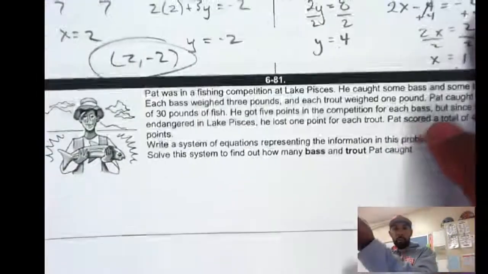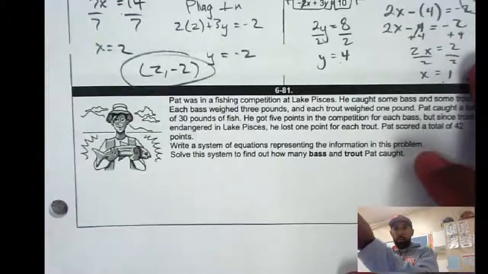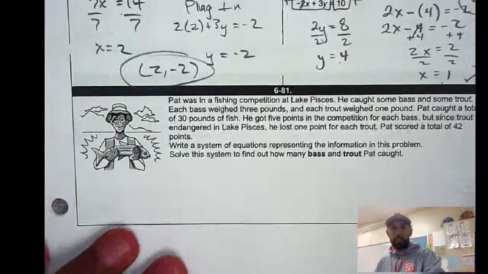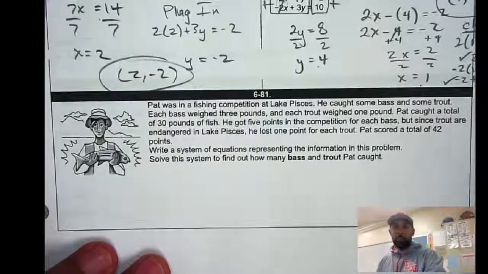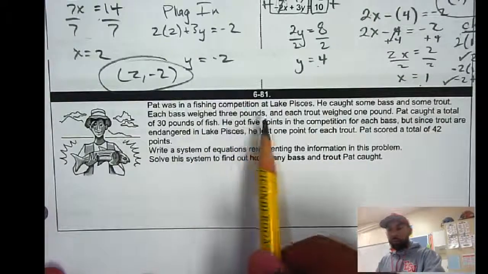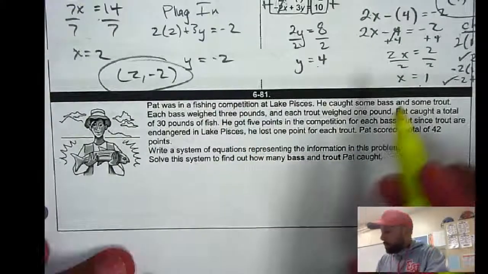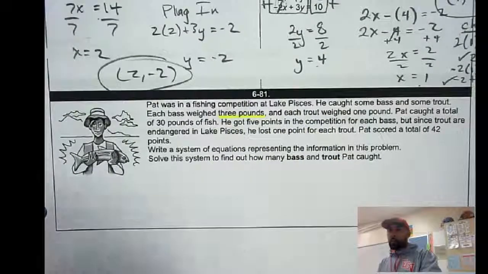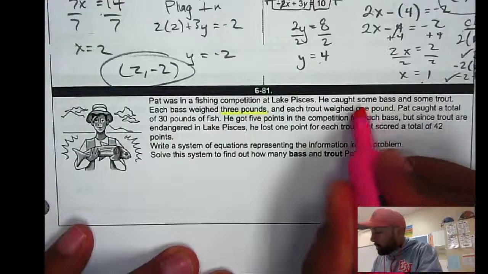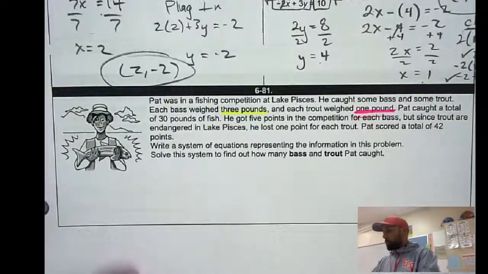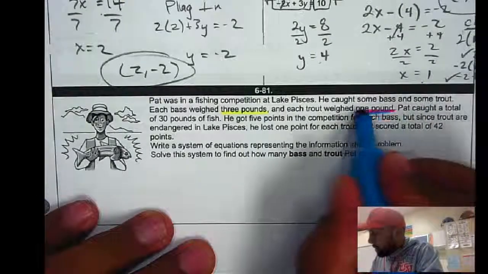Okay, so the last problem we're going to go over here, it was Pat was in a fishing competition. Okay, so in a fishing competition at Lake Pisces, he caught some bass and some trout. Each bass weighed 3 pounds. Okay, that's probably important, so I'm just going to highlight it. Okay, and each trout weighed 1 pound. All right, so we've got two different things going on. So remember, when you're reading these, figure out the important information. And actually, I like to use blue, not pink.